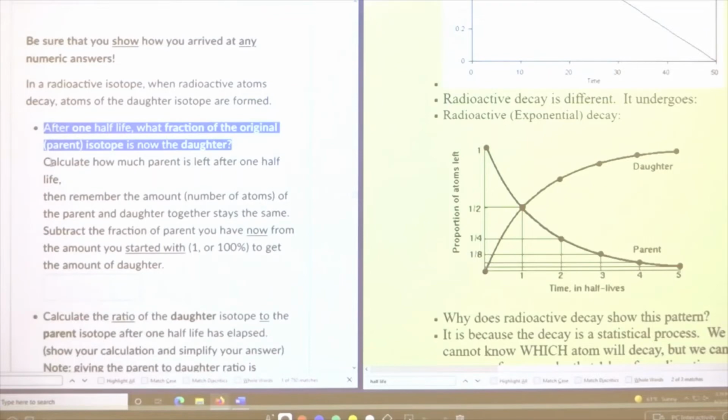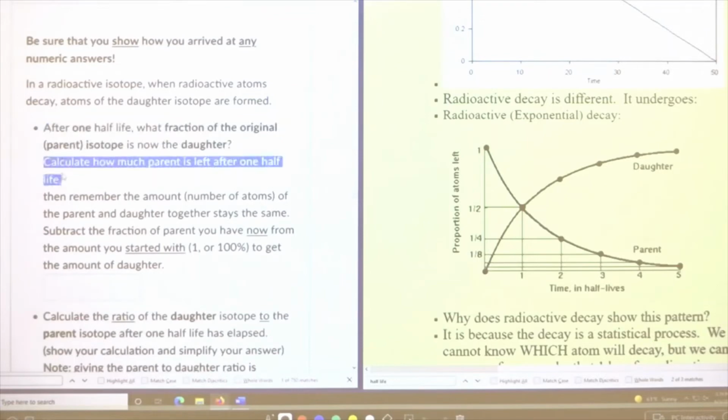And you're actually given some instructions here. Calculate how much parent is left after one half-life. And so we know that that is, if we start with 1, we divide that by 2, and that equals, of course, 1/2. And that is the parent after one half-life. Okay?